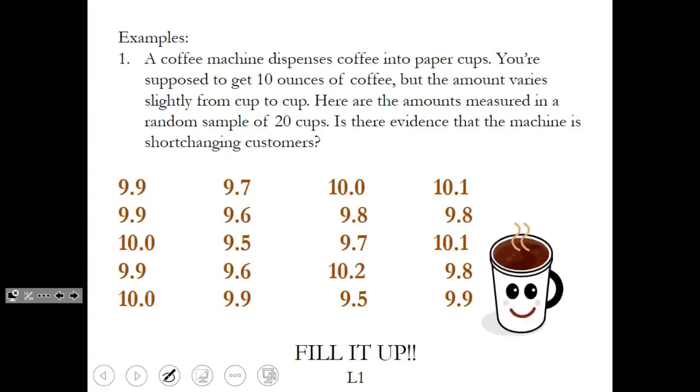A little coffee time. So let's say I've got a coffee machine. It dispenses coffee into paper cups. Now you're supposed to get 10 ounces of coffee, but the amount's a little different from cup to cup. So here are the amounts measured in a random sample of 20 cups. We want to know, is there evidence the machine is shortchanging customers?